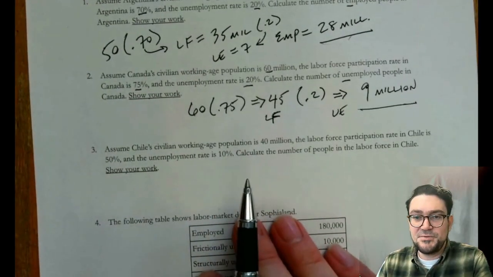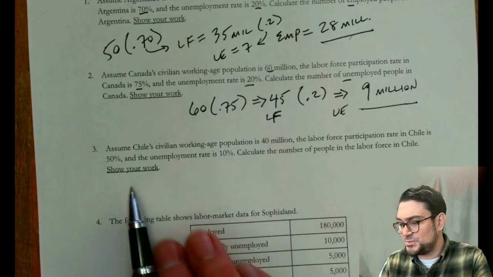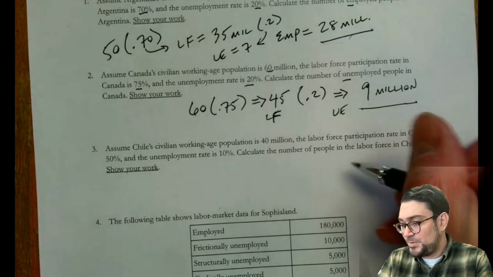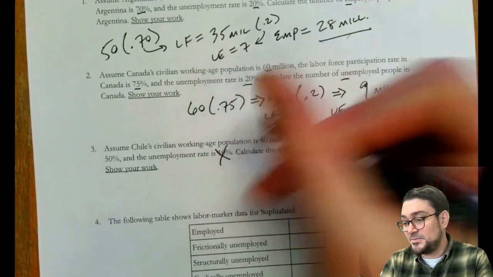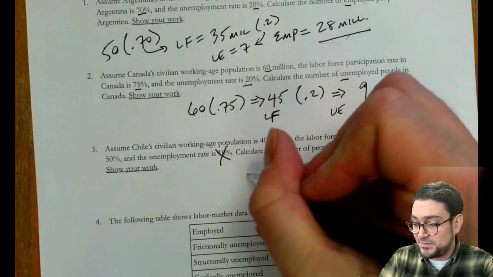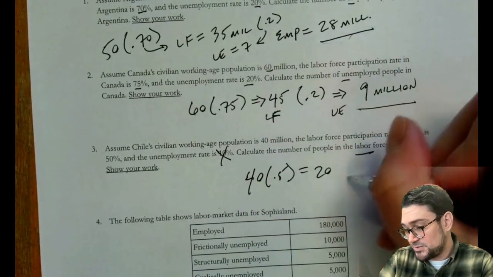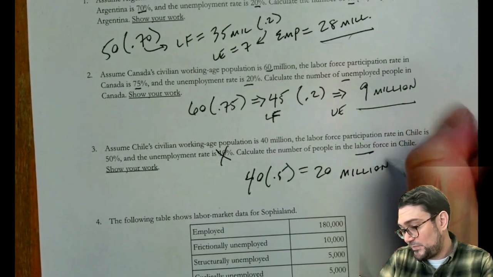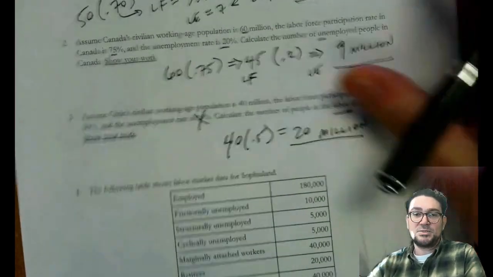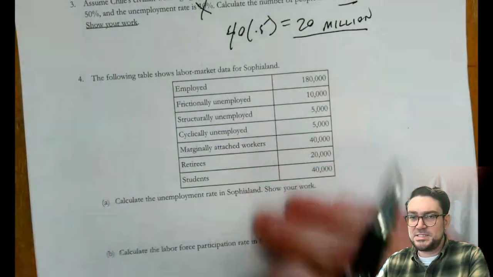And then Chile's civilian working age population is 40, labor force rate's 50, unemployment 10%. Number of people in the labor force? So this, we don't need that 10%. We just need 50% of 40. So 40 times 0.5 is equal to 20 million. So 20 million people.